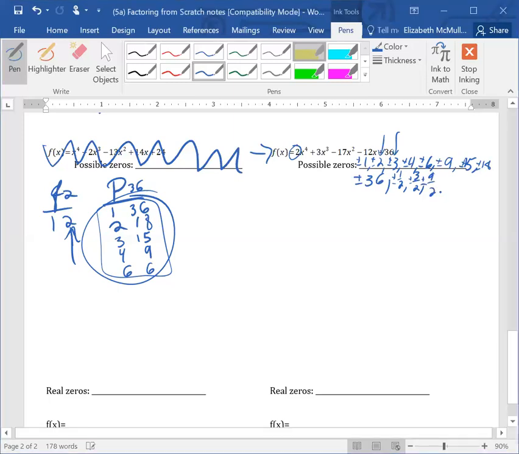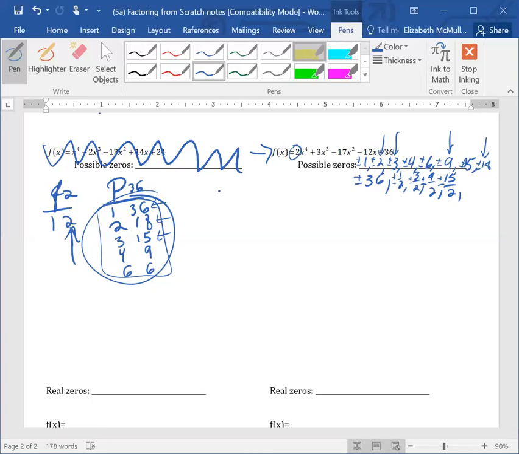Plus or minus. Next one's 12 divided by 2. That's 6, which we already have. 18 divided by 2 is 9, which we already have, so we're good. And 36 divided by 2 is 18. So we're good. All right, so those are all of our possible zeros. So next we need to find out if any of them are actually zeros. So let's try it. Let's start with our first one.